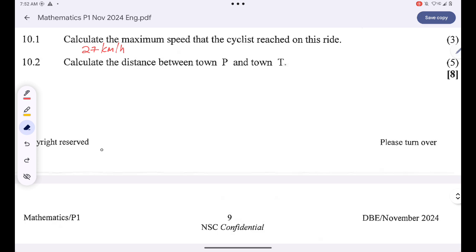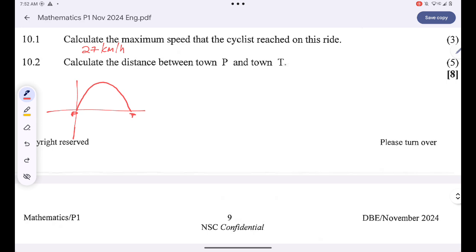calculate the distance between the two towns. The person started at town P, so this will show us the speed, né, guys? They started at town P, this is town P and that's town T, né? Okay, there's something common about these towns, guys, né?